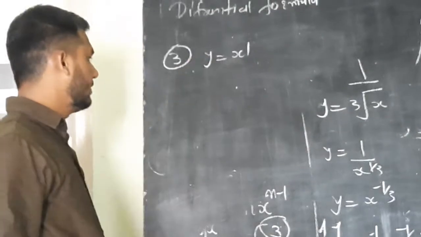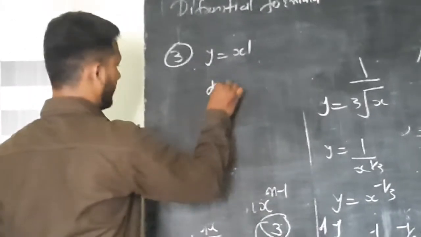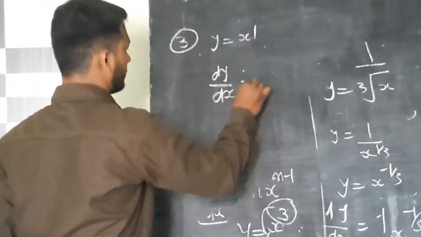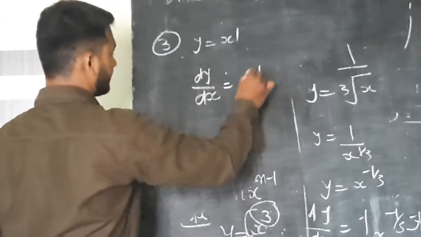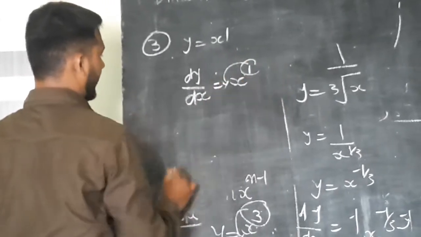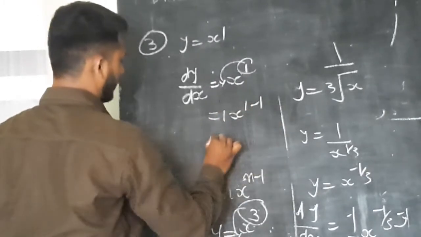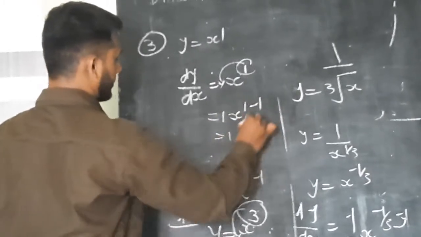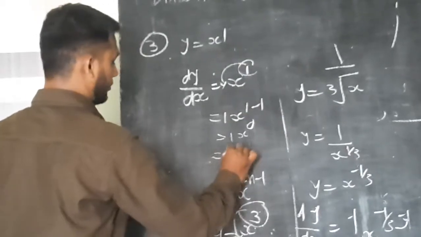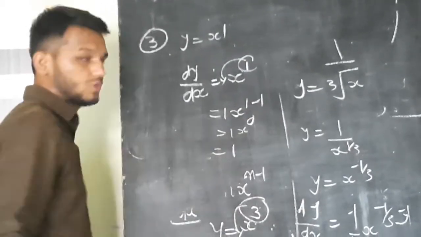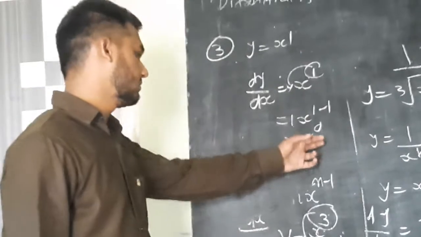So now here what will we do? dy by dx, similar to that, dy by dx is equal to x raised to 1. So this 1 will come to this side. So we can write that it is equal to 1 x raised to 1 minus 1. It will be 0. So the value of x raised to 0 gives us 1 x raised to 0.